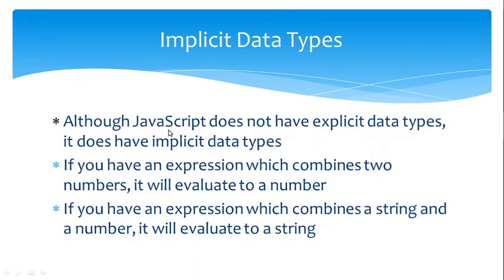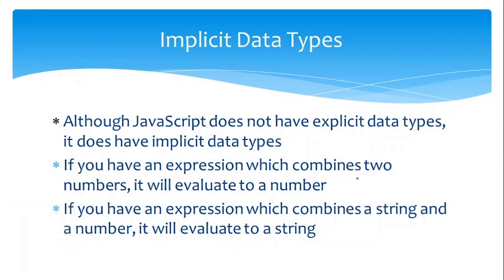Implicit data types. Although JavaScript does not have explicit data types, we don't have any extra outside data type, it does have implicit data types. If you have an expression which combines two numbers, it will evaluate to a number. If you have an expression which combines a string and a number, it will evaluate to a string.